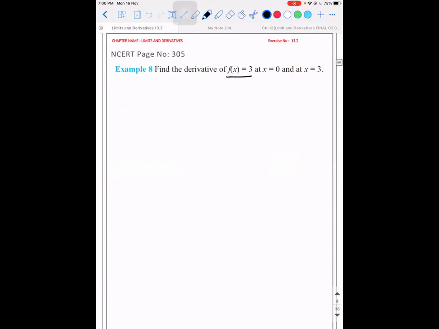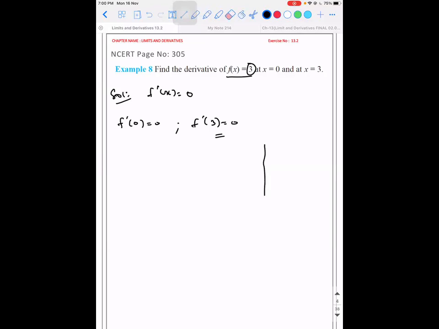You guys do it fast and tell me. Find the derivative of f of x is equal to 3 at x is equal to 0 and x is equal to 3. It's just one step. F dash of x is 0 because derivative of 3 is 0. So f dash of 0 is also 0. F dash of 3 is also 0. If they ask any other number at that point also it is 0, and I'll tell you what is the logic for it.